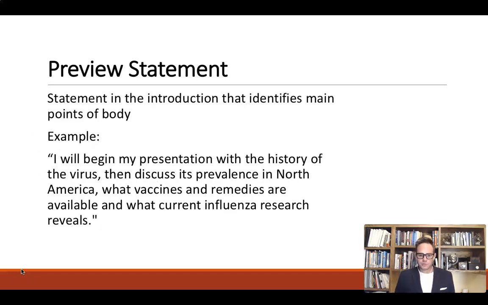Okay, so let's go ahead and move into the preview statement. This is the last step that you do in an introduction. And this is a statement in the introduction that identifies the main points of your body, or the main points of your speech. So for example, you might say something like, I will begin my presentation with the history of the virus, then discuss its prevalence in North America, what vaccines and remedies are available, and what current influenza research reveals. So, this is a brief statement that's communicating to the audience.